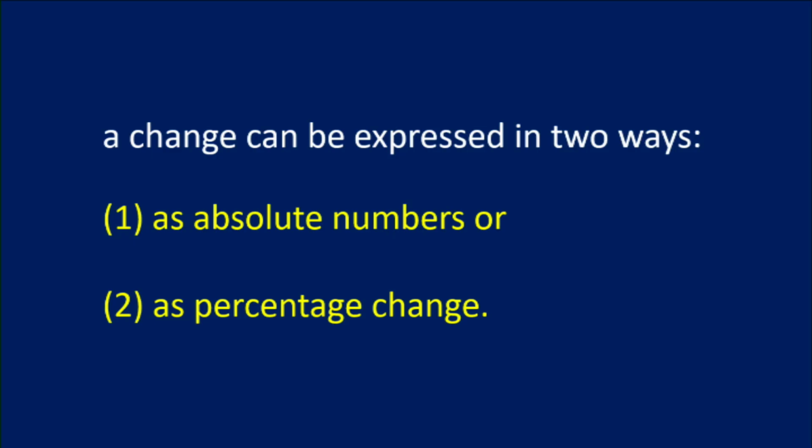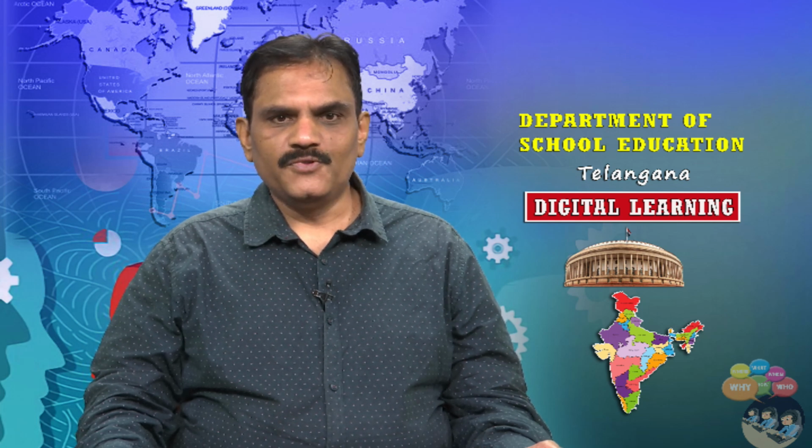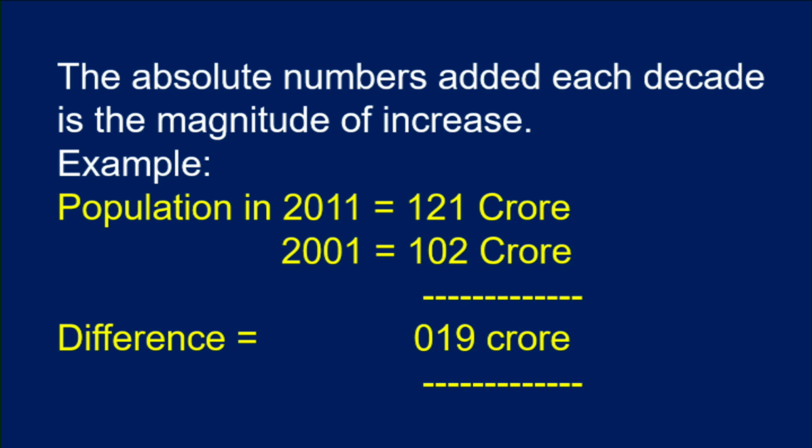A change can be expressed in two ways. One, as an absolute number, and second, as a change in percentage. These two are the main tools of expressing the change in the population. The absolute number added each decade is the magnitude of increase. You can see the example here.